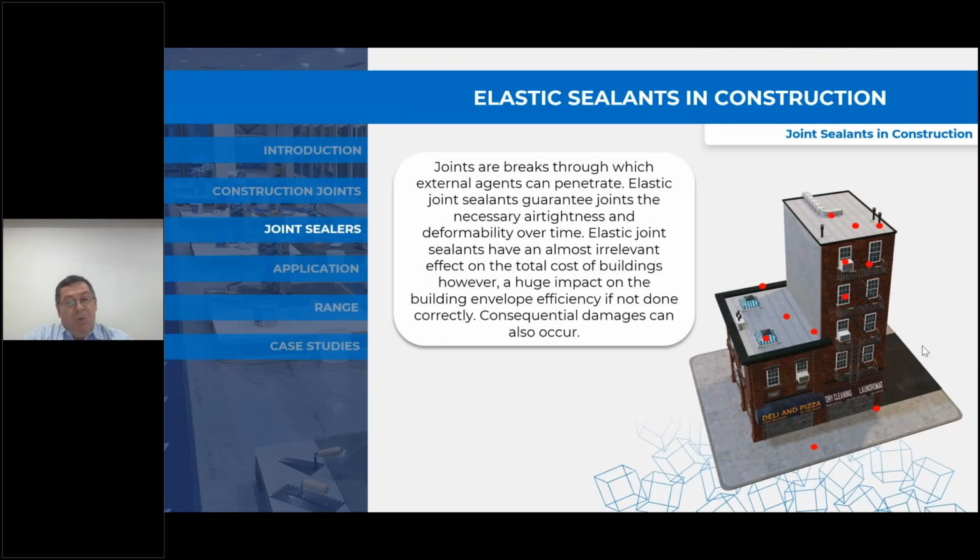Joints are breaks which external agents can penetrate. So elastic joint sealants guarantee the joints the necessary air tightness and deformability over time. Elastic joint sealants have an almost irrelevant effect on the total cost of a building. However, they do have a huge impact on the building envelope efficiency if not done correctly, and certainly consequential damages can also occur.